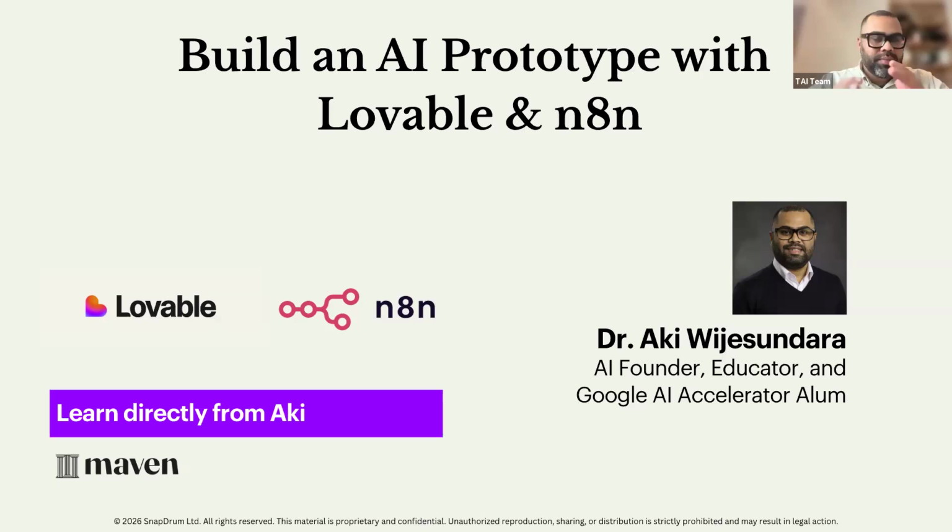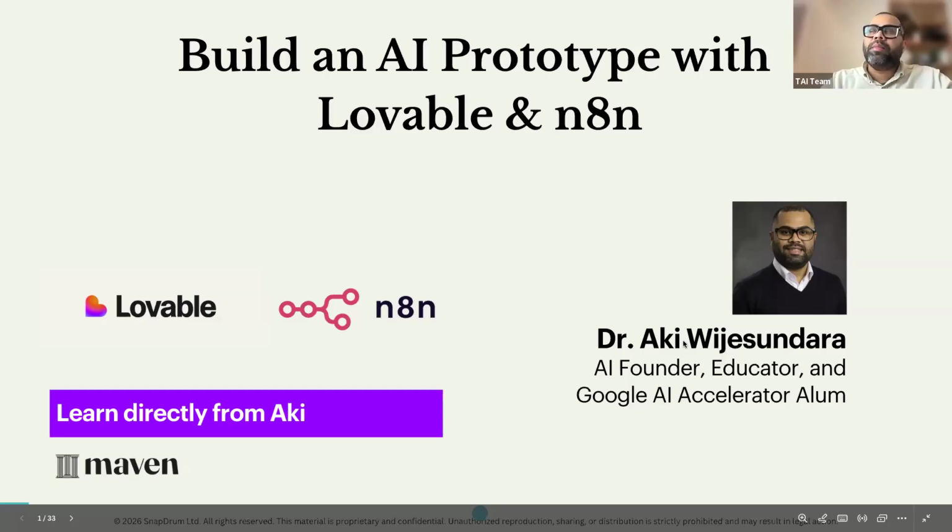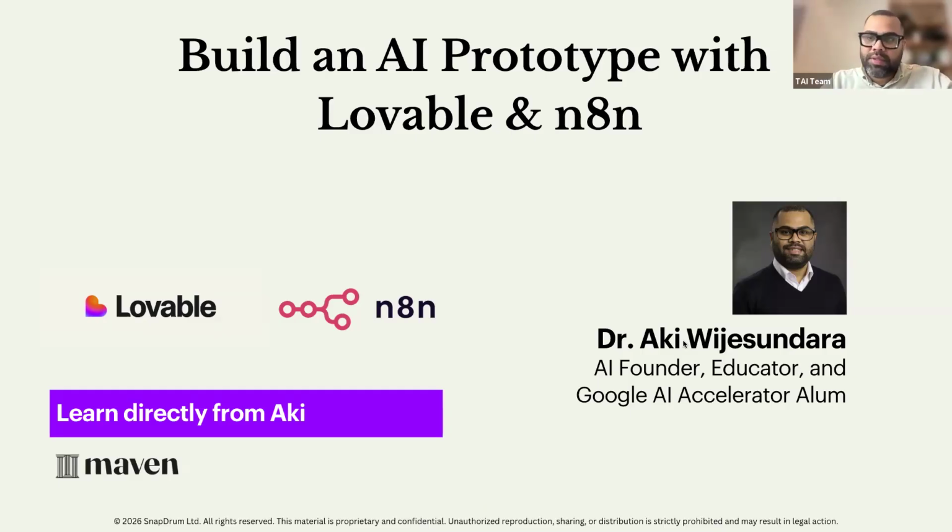Now sort of like getting into the product space as well. Today we're going to talk about building AI prototypes with Lovable and n8n. These tools are very popular these days. We've seen a lot of people use these for different purposes with the AI boom.